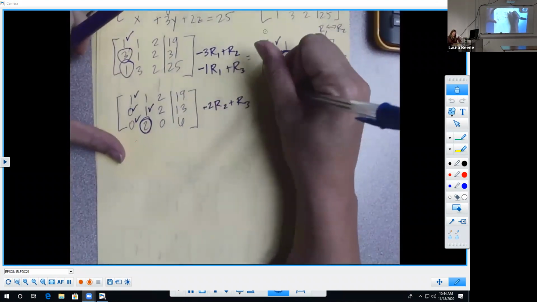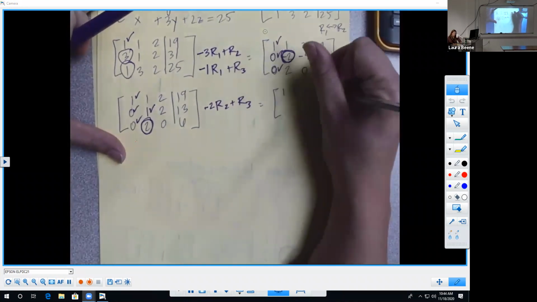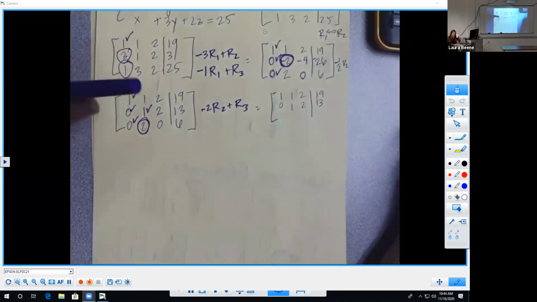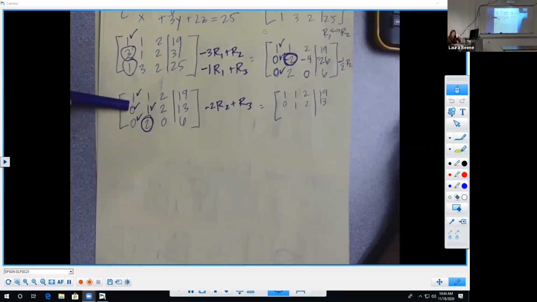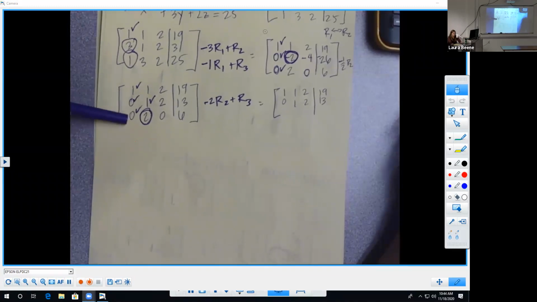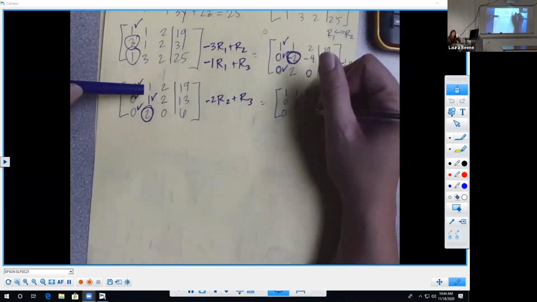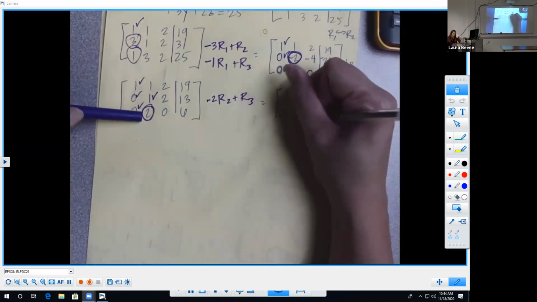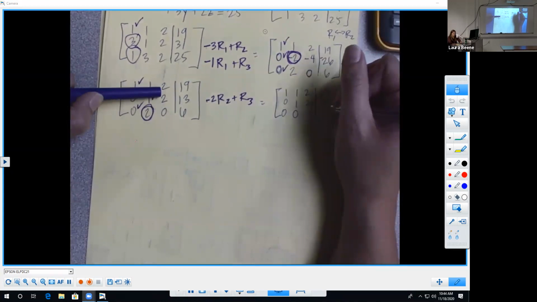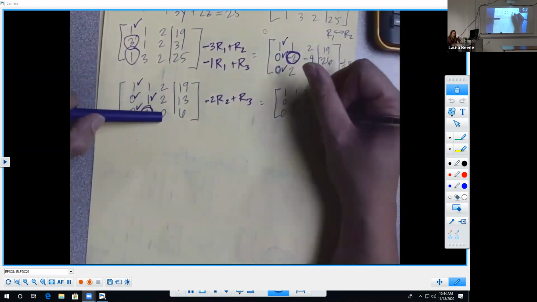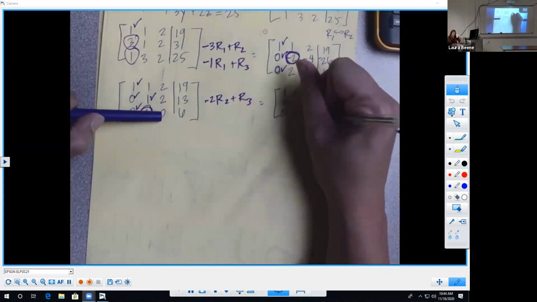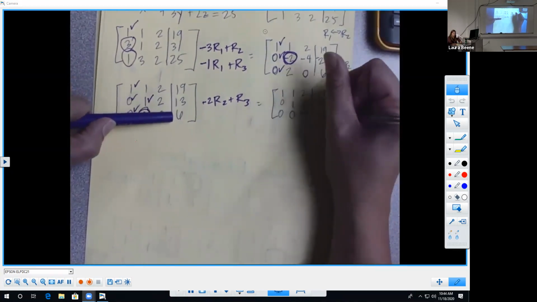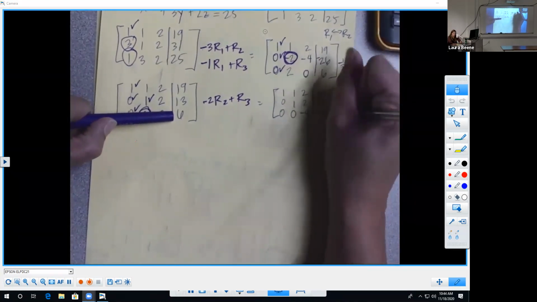So I get 1, 1, 2, 19, 0, 1, 2, 13. Down here, 0 times -2 is 0, 0 plus 0 is 0. -2 times 1 is -2, -2 plus 2 is 0. -2 times 2 is -4, -4 plus 0 is -4. 13 times -2 is -26. -26 plus 6 is -20.